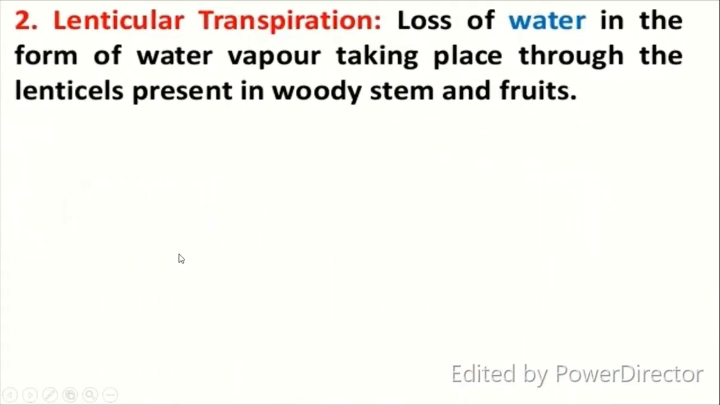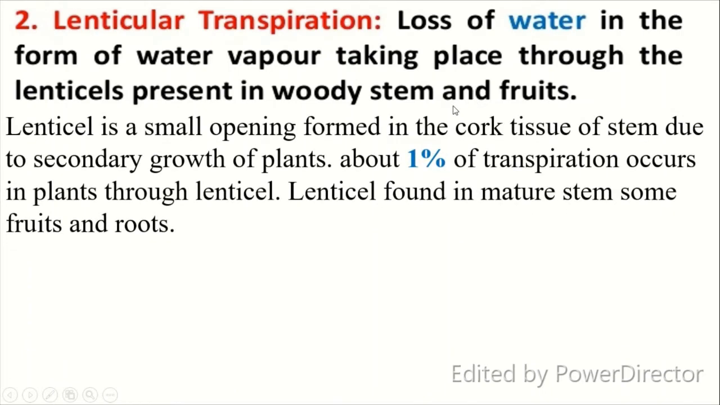Now the second one is lenticular transpiration. Loss of water in the form of water vapor taking place through the lenticels present in woody stems and fruits is lenticular transpiration. A lenticel is a small opening formed in the cork tissue of the stem due to secondary growth of the plants. About 1% of transpiration occurs in plants through the lenticel. Lenticels are found in mature stems, some fruits and roots.